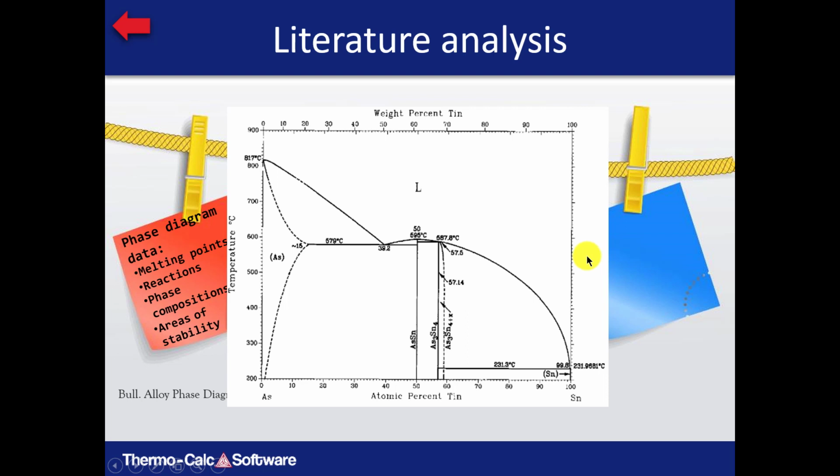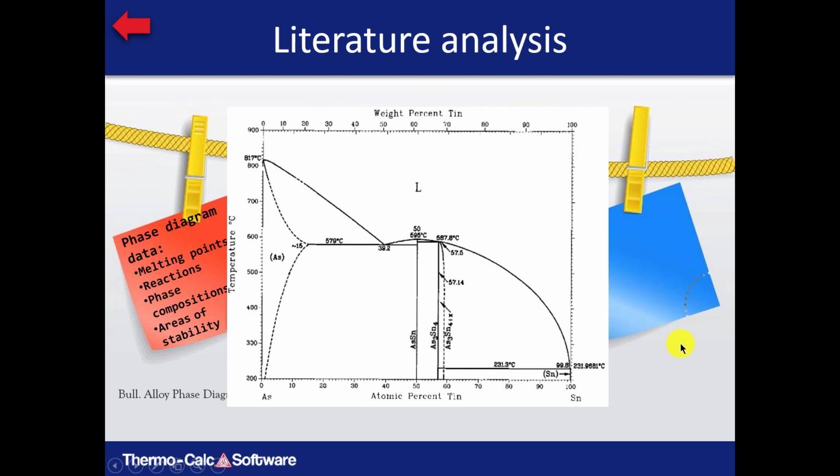The phase diagram shows that, for example, there are two intermetallic phases in this system, arsenic tin and arsenic 3 tin 4. One is melting congruently, and the other forms through a peritectic reaction. Two eutectic and one peritectic reactions can be identified.